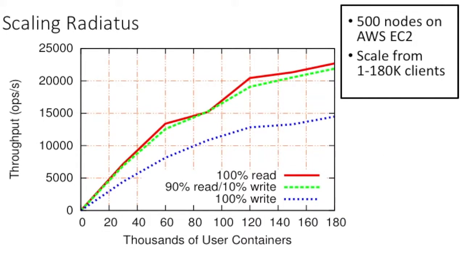We also tried to scale Radiatus across 500 nodes on Amazon EC2, and we scaled the number of clients from 1 to 180,000, where each container performs an operation every 4 to 6 seconds. A read in this case would be a read to a personal storage partition, and a write would be sending a message between containers, which is more expensive. And we were able to get throughputs from between 15 to 20,000 operations per second, which is pretty good. As a point of comparison, Wikipedia sees about 414 million readers per month and about 2,000 HTTP requests per second.